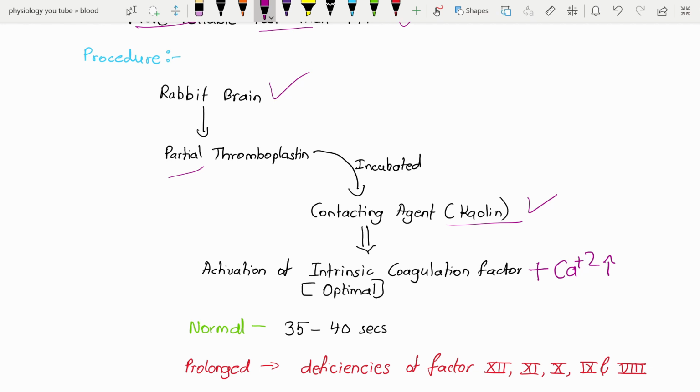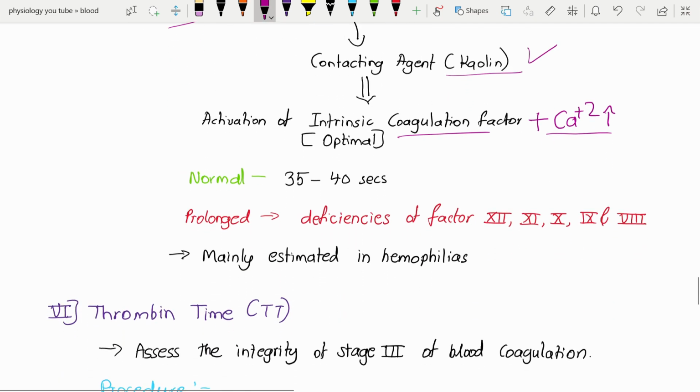So then there is optimal activation of the intrinsic coagulation factors, and we will add excess calcium, and then there is a formation of clot. It is said to be normal within the range of 35 to 40 seconds, and it is prolonged in deficiencies of the intrinsic factors. It is mainly estimated in the hemophilias. What are the factors of the hemophilia? Hemophilia A, factor 8 deficiency, hemophilia B, factor 9, and then hemophilia C, factor 11.